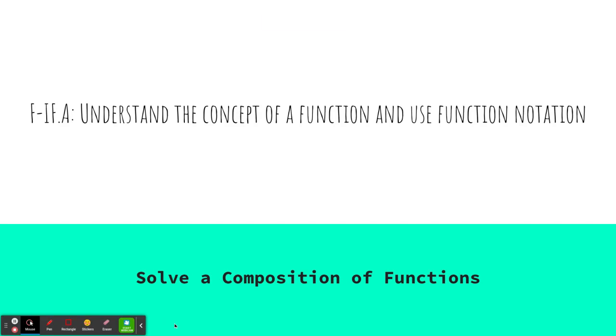This video is on standard FIFA, understand the concept of a function and use function notation. This video will be on how to solve a composition of functions.